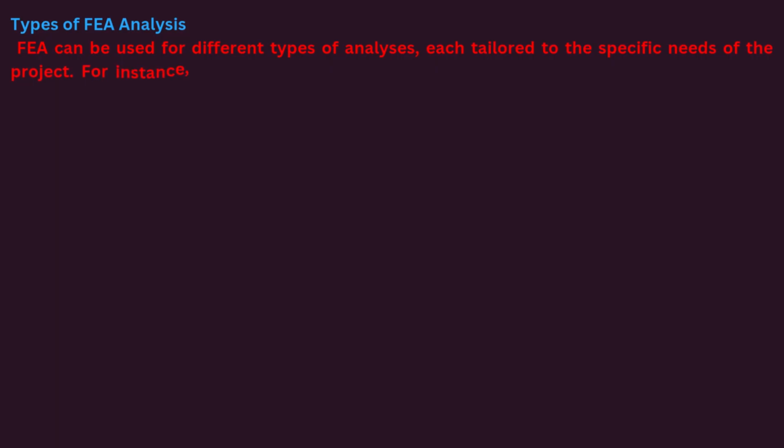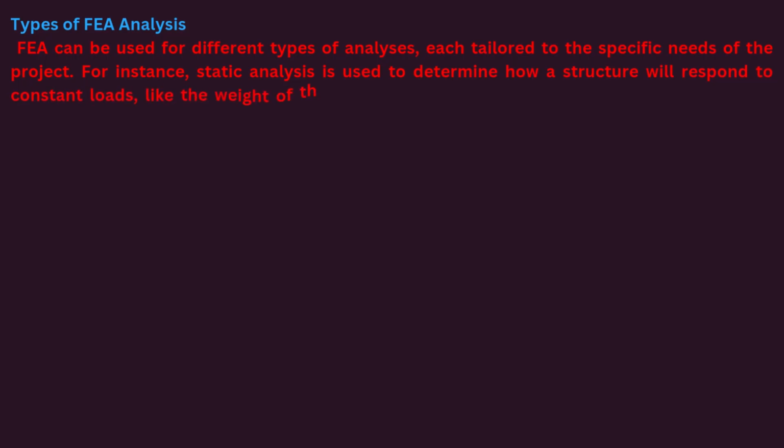Types of FEA analysis. FEA can be used for different types of analyses, each tailored to the specific needs of the project. For instance, static analysis is used to determine how a structure will respond to constant loads, like the weight of the building or a bridge.